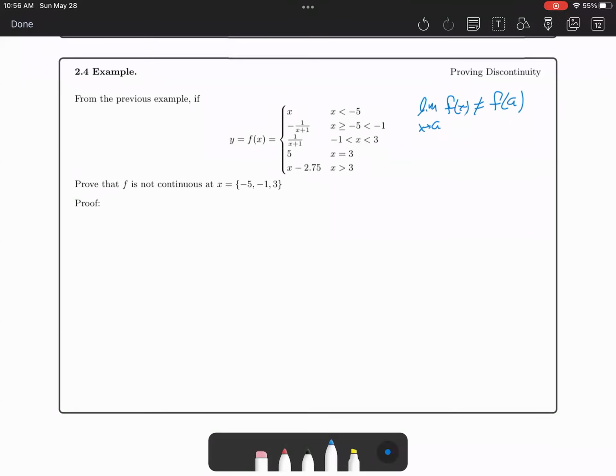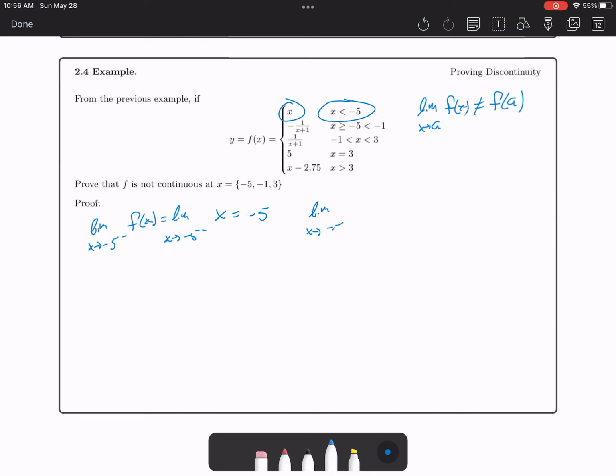So let's look at -5 first. The limit as x approaches -5. So let's think about the limit existing. If I approach from the left, on the left side of -5, I'm the function x. And via direct substitution, x approaches the value of -5 as x approaches -5. All right, let's look at the right-hand side.